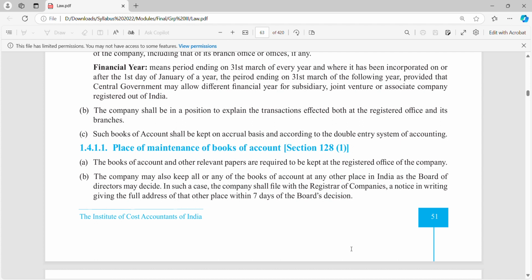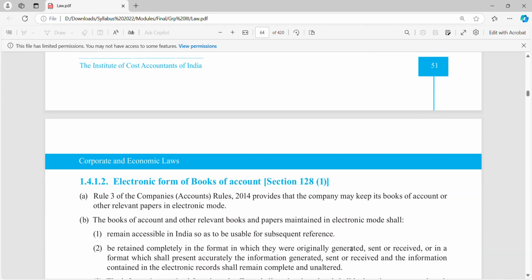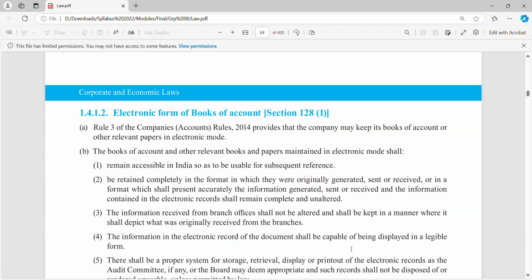Why am I keeping it at Bangalore? The registered office is Mumbai, but the board of directors decided to keep the books of accounts at Bangalore. In such a case, the company shall file with the registrar whatever decision the board has taken, within 7 days of the board's decision. You inform the ROC and the authorities that our registered office is Mumbai, but we are keeping our books at the Bangalore office also, this decision is taken by the board of directors, and we are filing it within 7 days from the decision. Please check. Then we'll take the next one, that is electronic form of books of accounts.